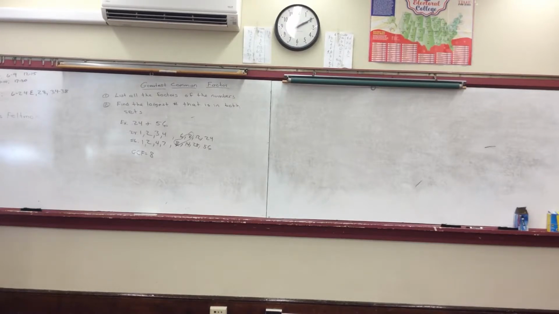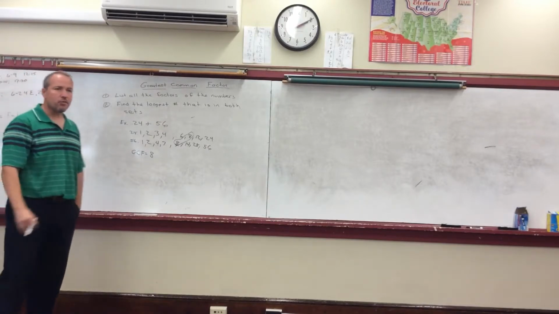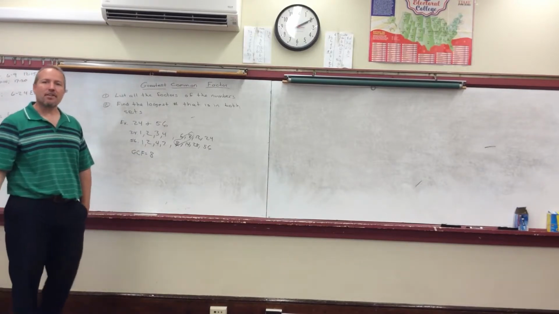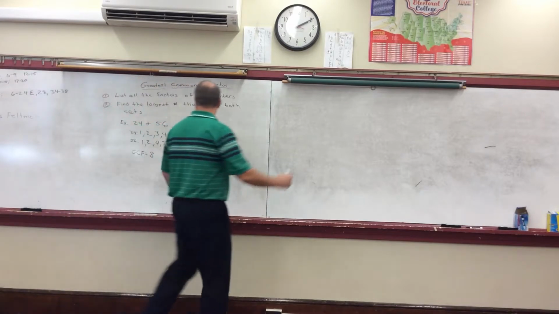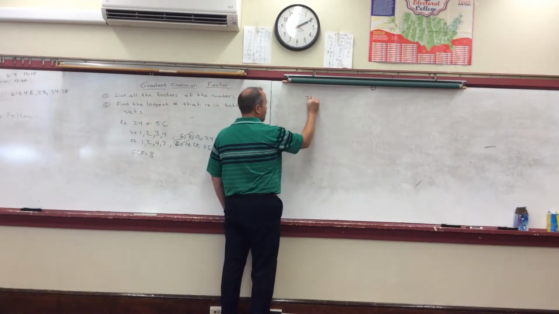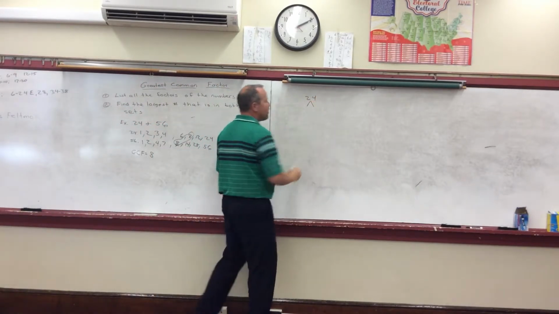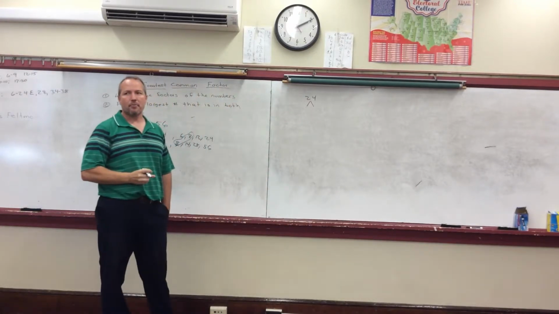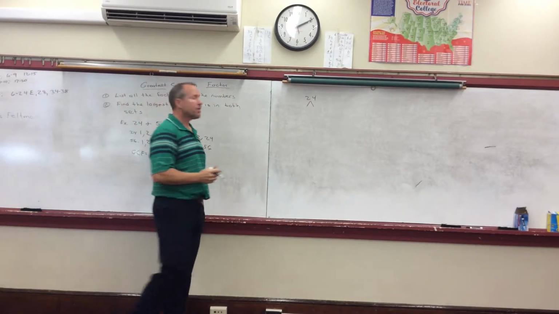But now we have to find a more difficult way. All right? And we're going to do this. We'll just do 24 and 56, and we'll use factor trees. Okay, so we're going to start off with the number 24. 24 can be broken into what? 4 and 6. 4 times 6.